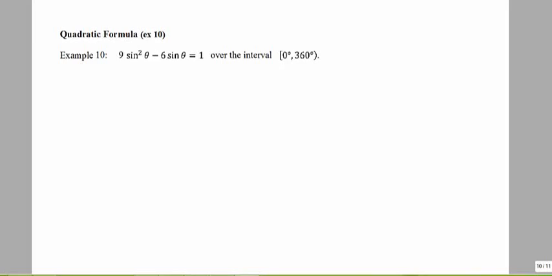Alright, we're at example 10. We're asked to solve the equation 9 times sine squared theta minus 6 sine theta equals 1, and we're asked to solve over the interval from 0 to 360 degrees. So if we think about this in terms of algebra again, we would have 9x squared minus 6x equals 1.